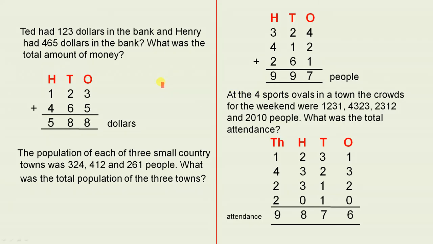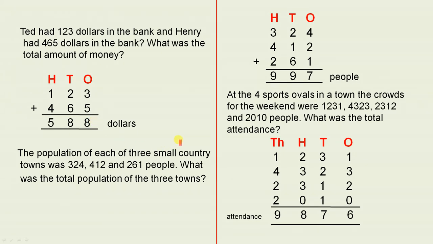We can also use addition without trading to solve simple problems. Ted had $123 in the bank and Henry had $465 in the bank. What was the total amount of money? So you just put the digits under each other here. So there's the ones column, the tens column, and we've introduced the hundreds column. But the rules are the same. Make sure the numbers are perfectly aligned in each column. 3 plus 5 is 8, 2 plus 6 is 8, 1 plus 4 is 5, so it's $588.